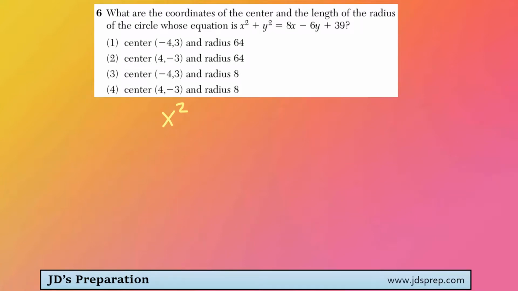In order to find the coordinates of the center and the radius of the circle of this equation, our strategy is to complete the square. But first we need to get our x terms together and our y terms together. So let me show what I mean by that.